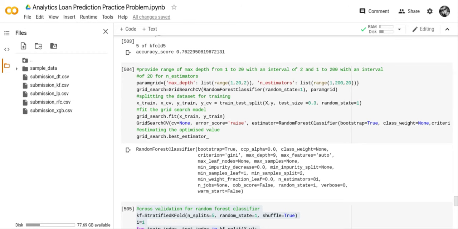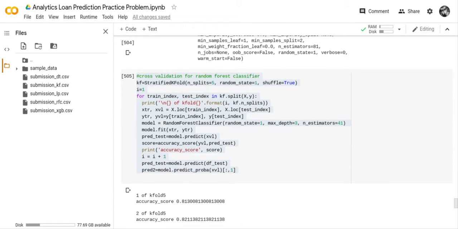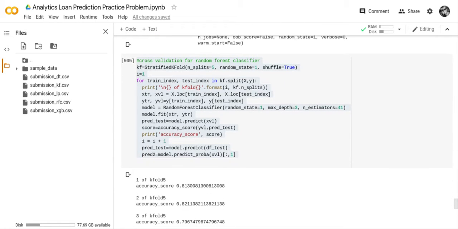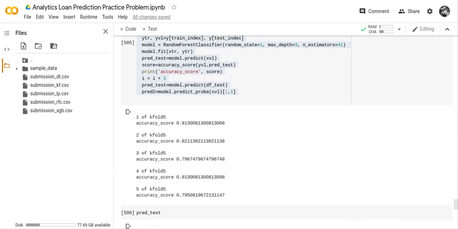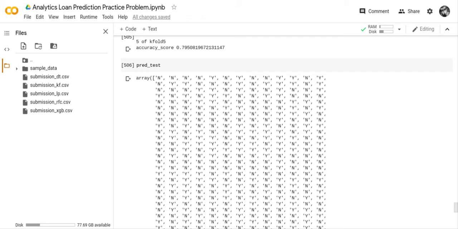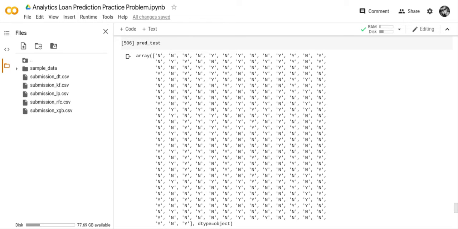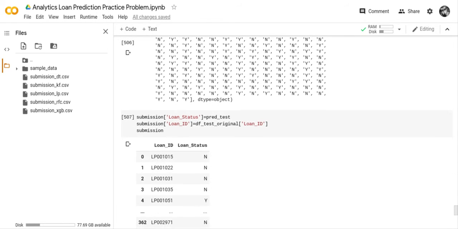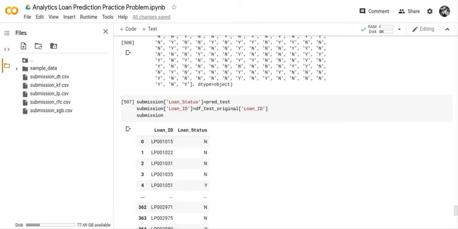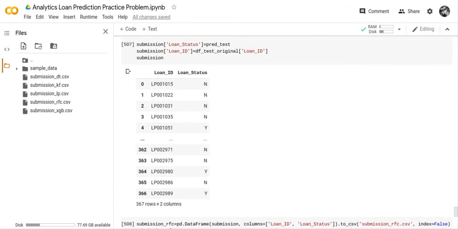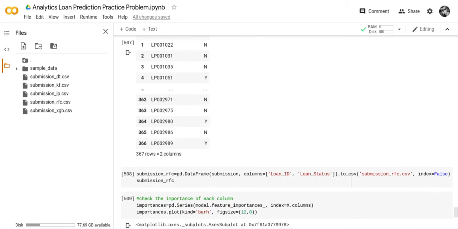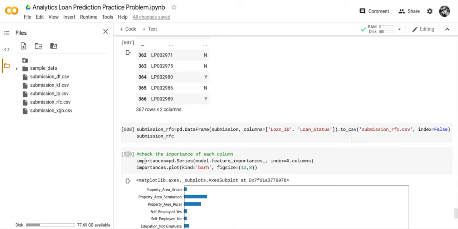And there's your code for that. And we did the cross-validation code for random forest classifier. So I wanted to see what was in PRED test, and it was an array of yeses and nos. And so we created the submission file, and you can see the submission file that we created. And here's the CSV file we created called submission RFC. That's for random forest classifier.